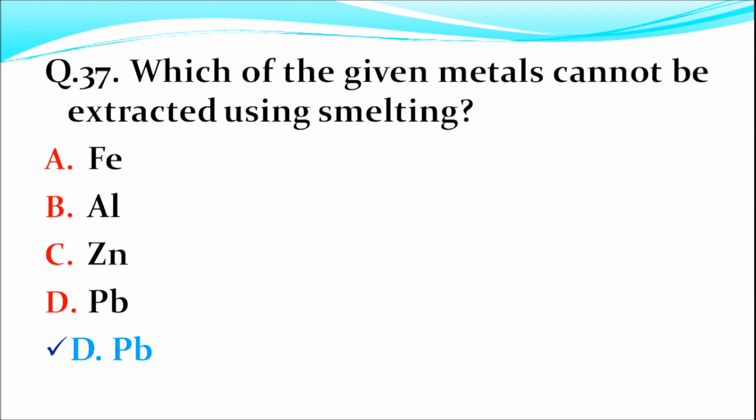Which of the given metals cannot be extracted using smelting? Option A iron, option B aluminium, option C zinc, option D lead. Correct answer is option D. Lead cannot be extracted using smelting.